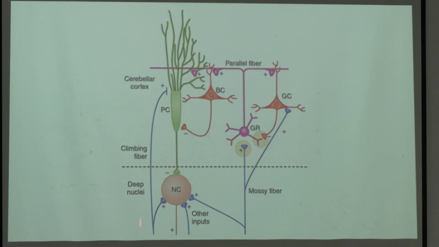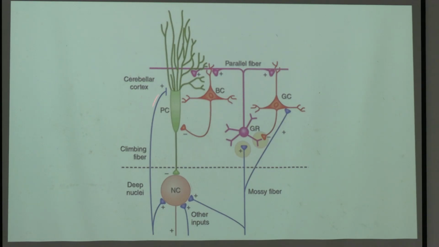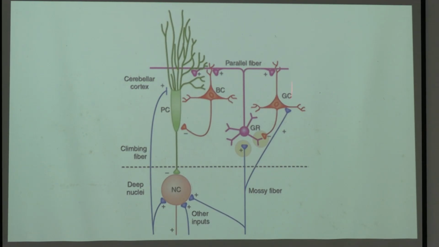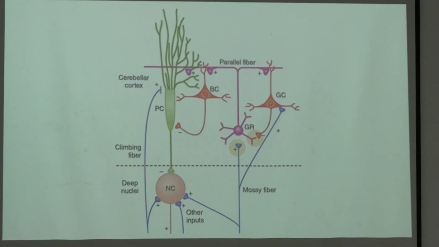One is climbing fiber. So Purkinje cell receives input from climbing fibers. This is called climbing fibers, and this is called mossy fibers. Climbing fibers directly converge onto Purkinje cells, and mossy fibers, through different cells, indirectly converge onto Purkinje cell. Okay, let us simplify this.